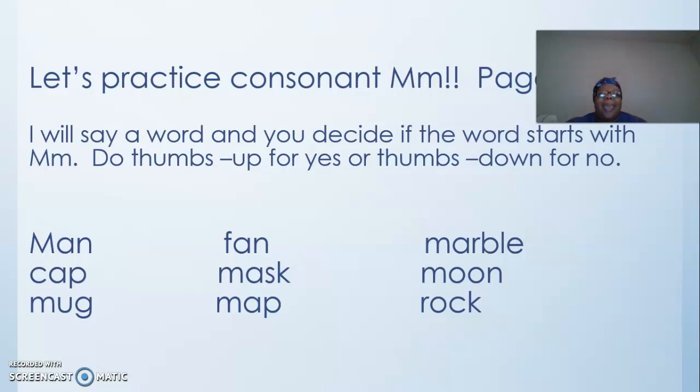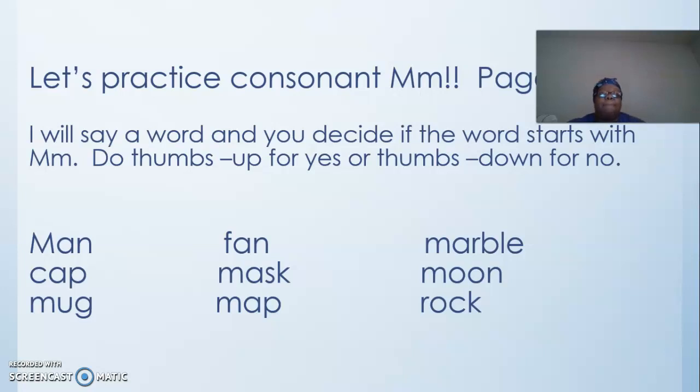Next word, cap. Thumbs down. Mug. Listen for the M at the beginning or the first part of the word. Thumbs up. Fan. Thumbs down. Mask. Thumbs up. Map. Thumbs up.